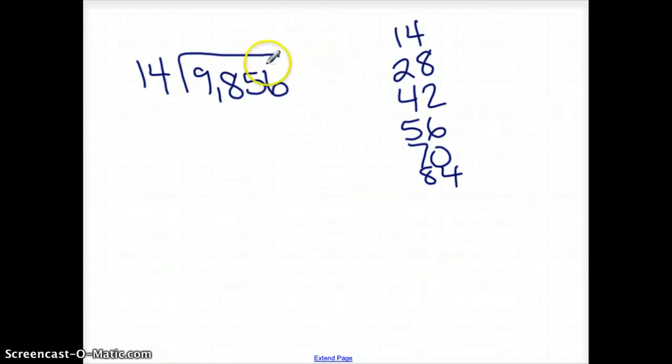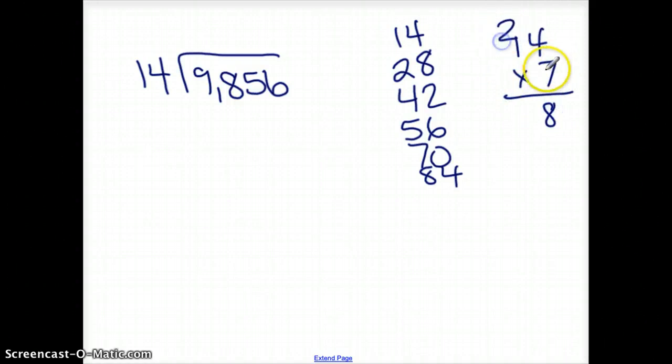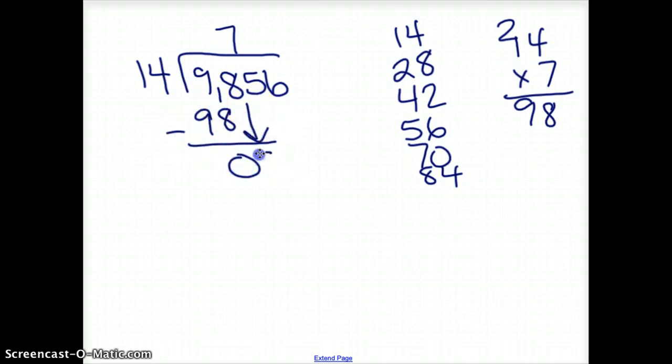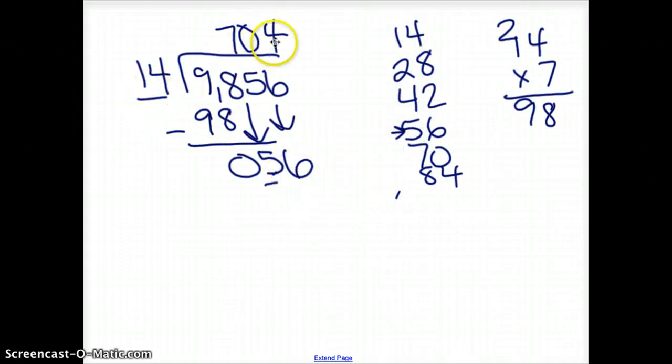Alright, let's see if going up to 6 is good enough. Otherwise, we'll add on. So 14 goes into 98. Oops, we see right away we have to go higher than that. So 14 times 7. Oh, it goes in perfectly. So 14 times 7 is actually 98. Subtract. I get 0. Bring down my 5. Now, I can't do 5 divided by 14 because 5 is smaller. So I place a 0. Then I bring down my 6. Now I have 56 divided by 14. I see 56 here. 56 divided by 14 would be 4, because 14 times 4 is 56. Subtract, I get 0.